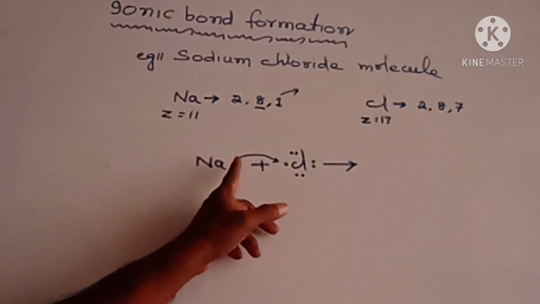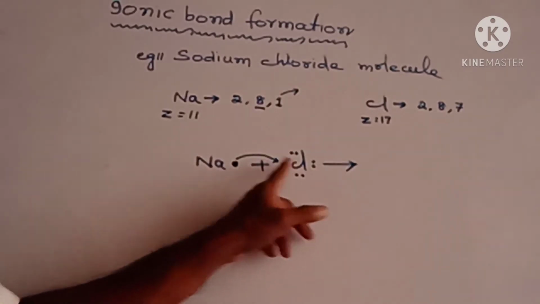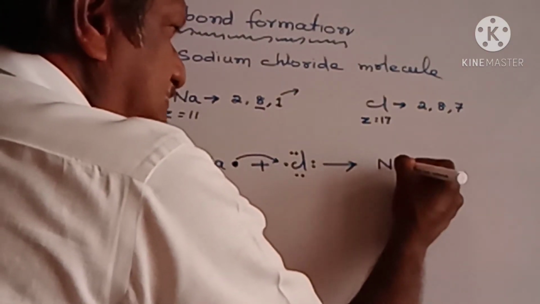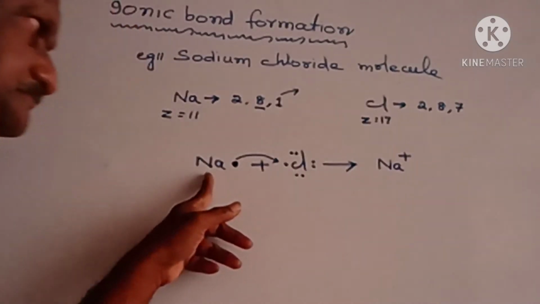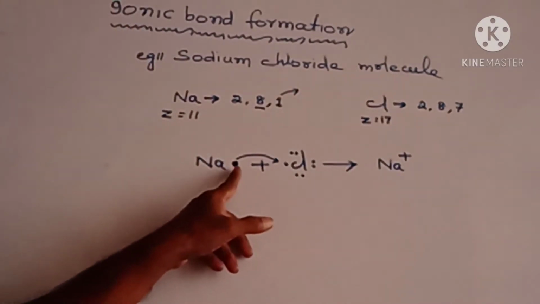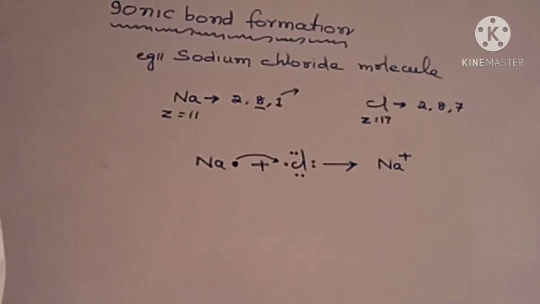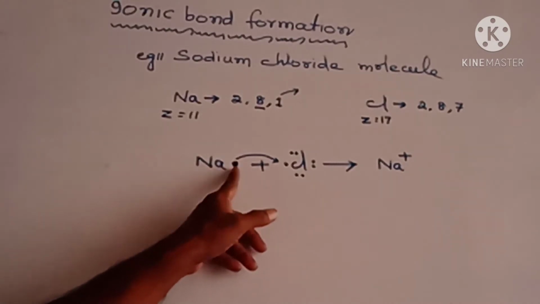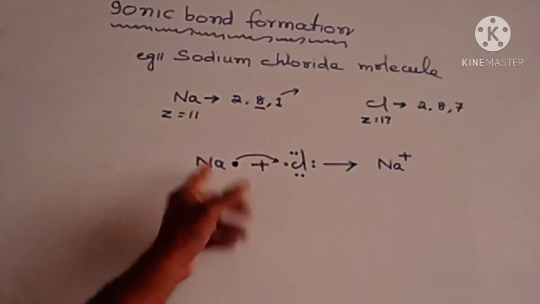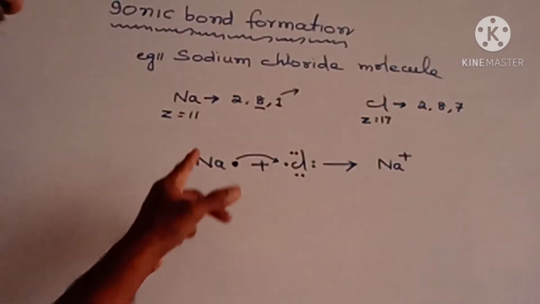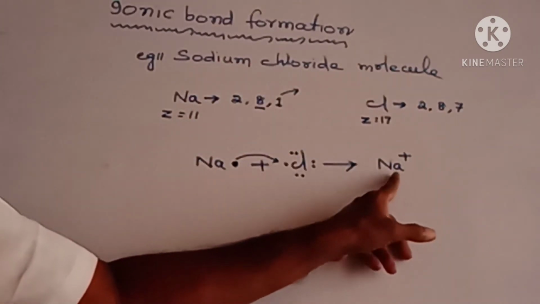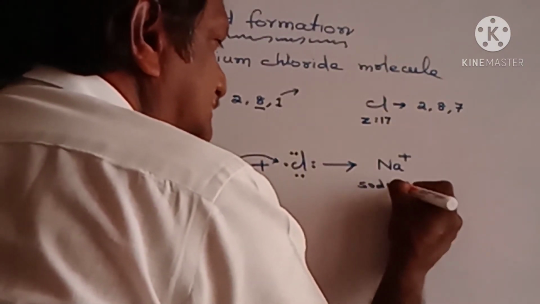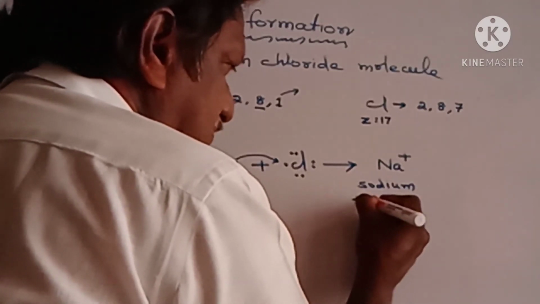Whenever the sodium atom gives 1 electron to the chlorine atom, it turns into an ion, a positive ion. Why? Because it gave away 1 electron. The electron has a negative charge, so whenever the sodium atom gives 1 negatively charged electron to the chlorine, 1 positive charge is present in the sodium atom. Because of that, the sodium atom turns into a positive ion. Now it is the sodium positive ion.